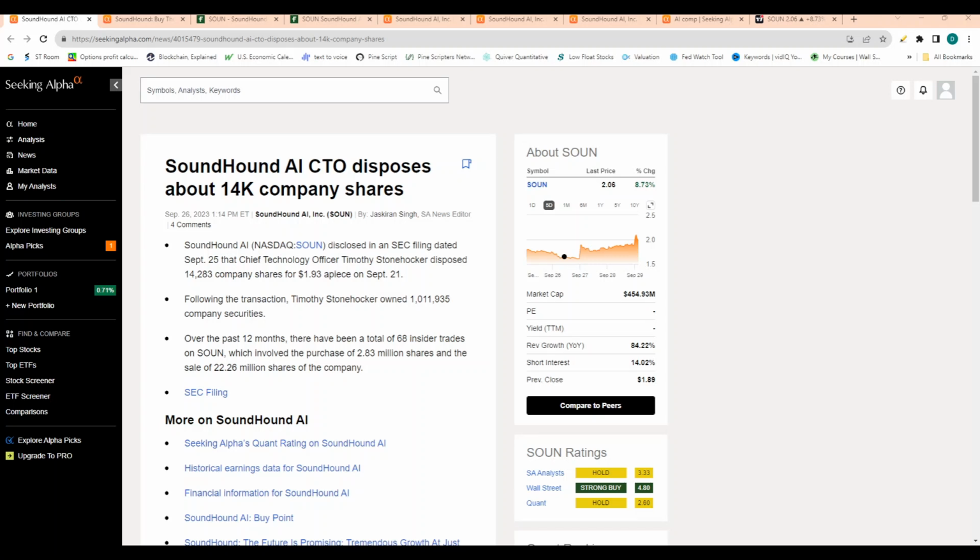SoundHound AI is a stock that I believe is set up to really, really benefit from this trend in AI that we're seeing over the coming years, over really the coming decades. I think this stock will be a long-term winner within the AI space. And I'll go over that long-term opportunity for this stock in a second here.